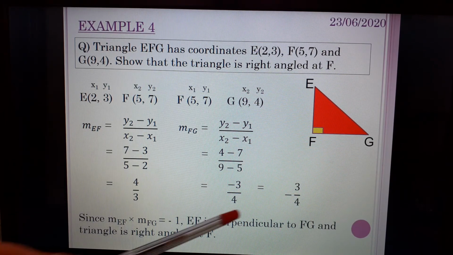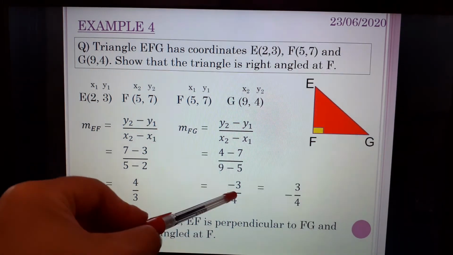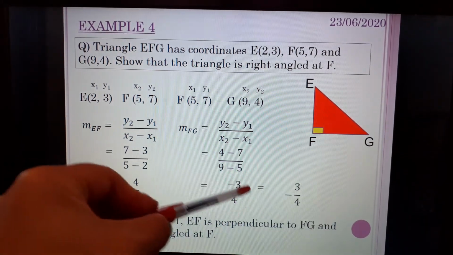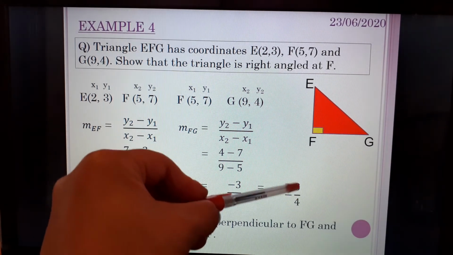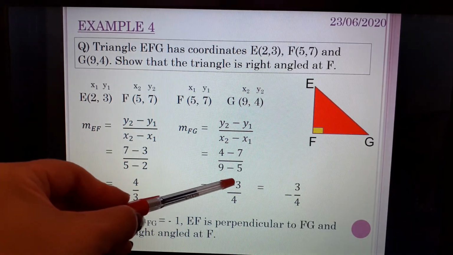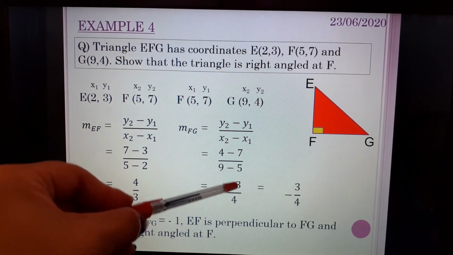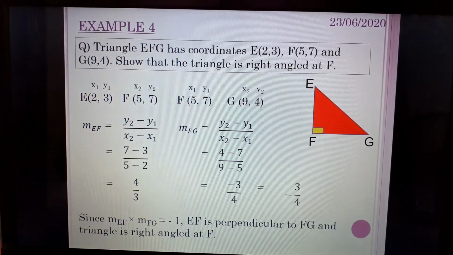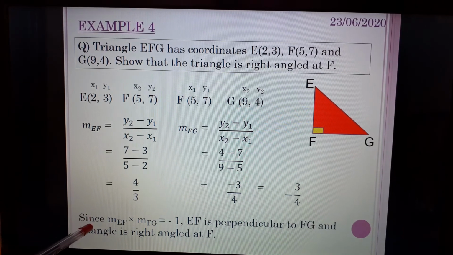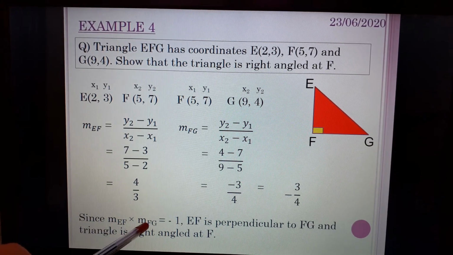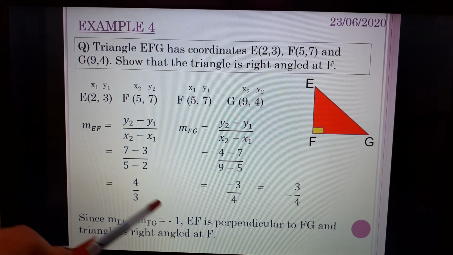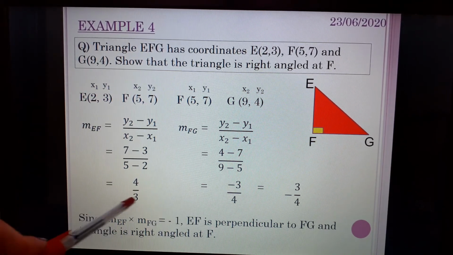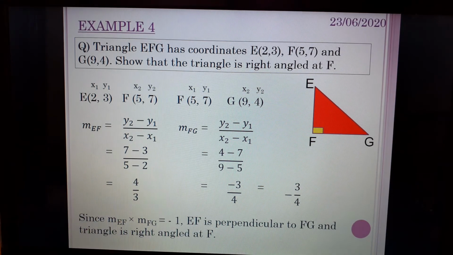Okay, so what I've just done here, just very quickly to explain this, I have just changed that to an overall -3/4. We don't want to keep a negative attached to either the top or the bottom of a fraction. We want to show that we know a negative divided by positive is -3/4. So the proof, or the explanation, is that since the gradient of EF times the gradient of FG is equal to -1, EF is perpendicular to FG, and the triangle is right angled at F.